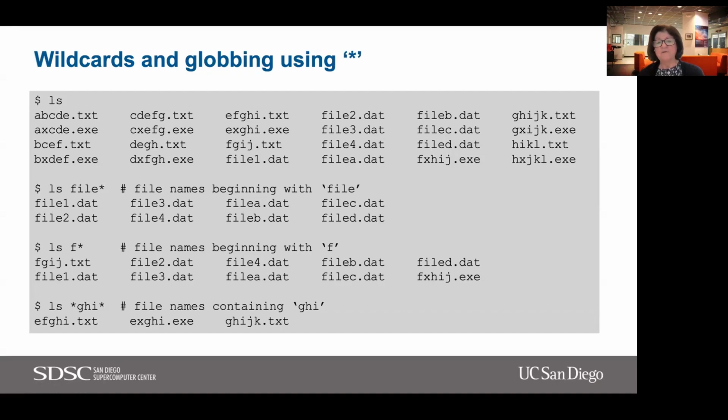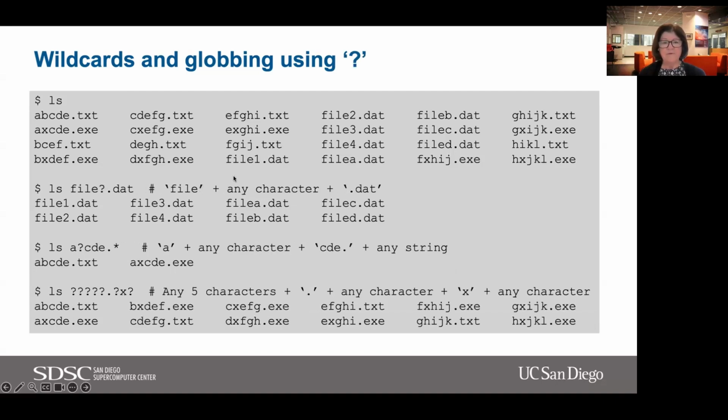And this allows you, if you're printing out hundreds of output files, or you have hundreds of images coming from your application, to search and find the ones with specific file name characteristics that are important to you. So that's globbing using the star, and now we'll use the question mark.